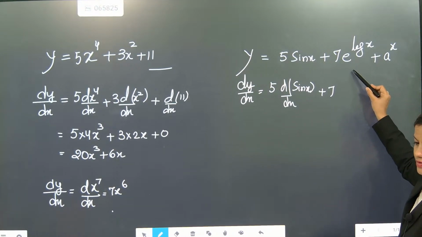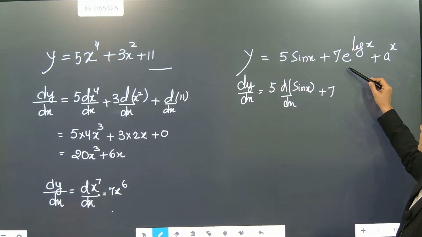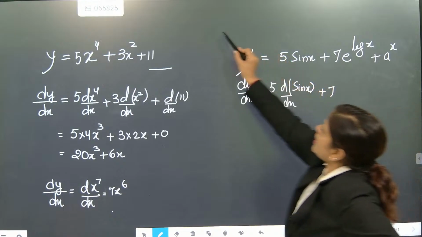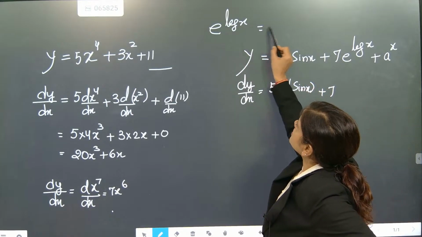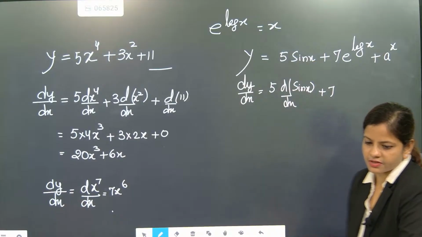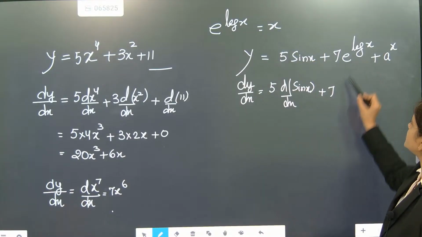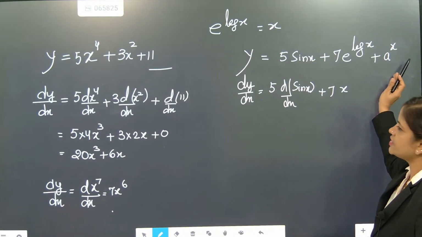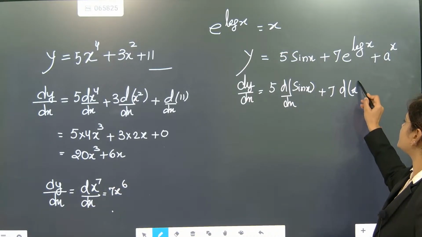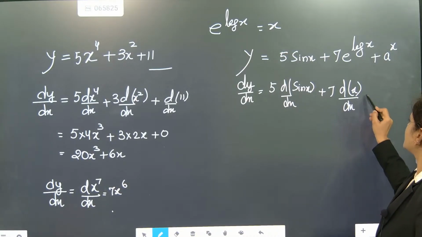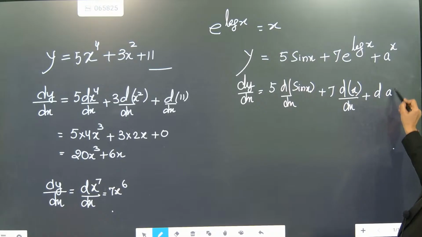e to the power log x is there. I taught you one formula, e to the power log x means it will become directly x. So here it will become 7x. So differentiation of 7x, which you can see in this question here. Differentiation of 7x dx plus differentiation of e to the power x dx.